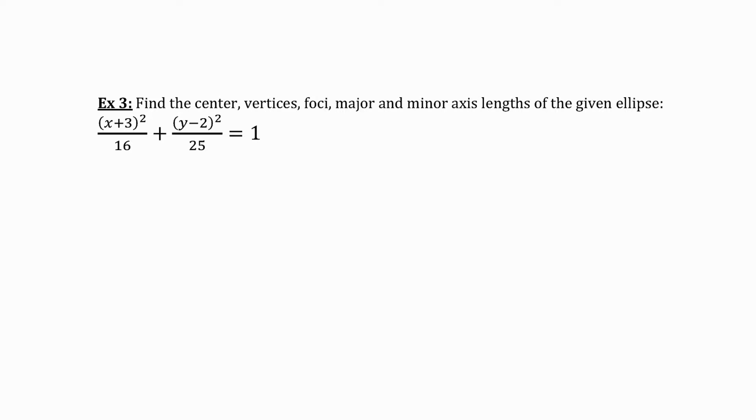So one thing I want you to take a look at here is we have x plus 3 squared over 16 plus y minus 2 squared over 25. Now, the denominators can tell you about whether it's a vertical or horizontal axis. Take a look at which one's larger. In this case, the larger denominator is beneath the y part, so therefore we're dealing with a vertical major axis.